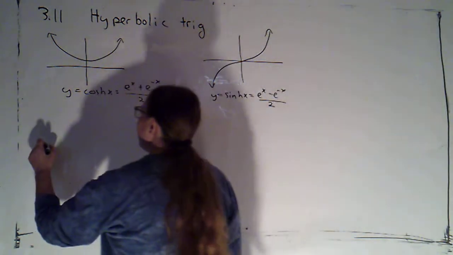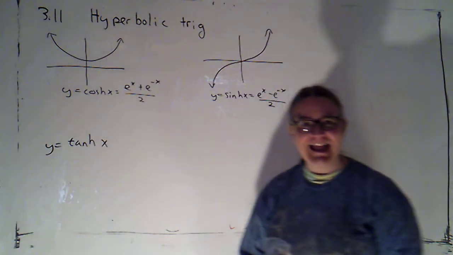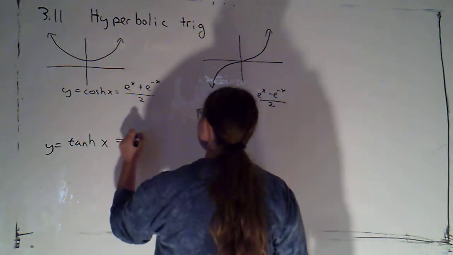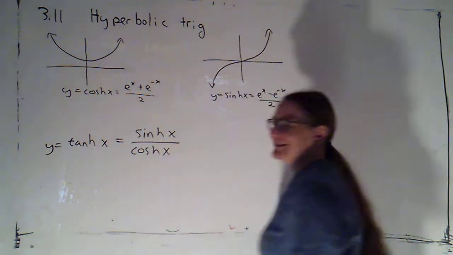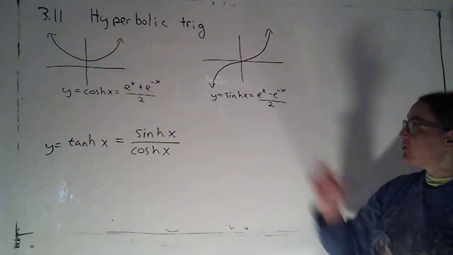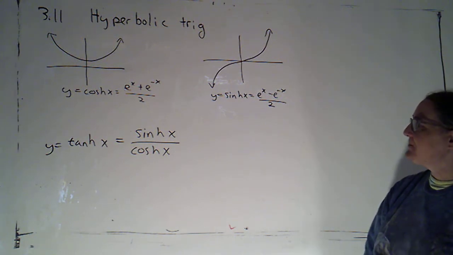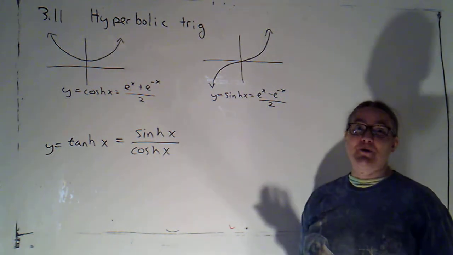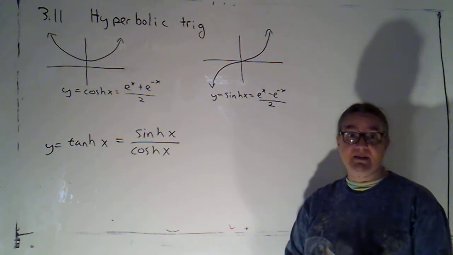Next, we're going to define hyperbolic tangent, which we pronounce tanch. And as you might guess, tanh is just going to be sinh of x over cosh of x. We're going to take our quotient identity for regular trig and create a definition of hyperbolic tangent using that. Now, any of the hyperbolic trig functions, and in case you haven't guessed, there are 6 of them, can all be expressed in terms of the exponential function.